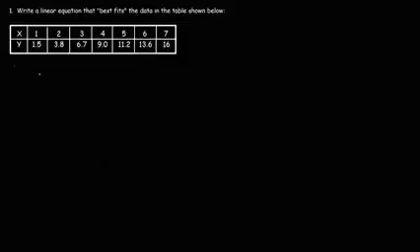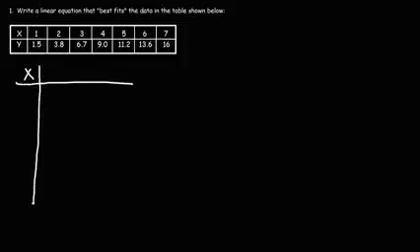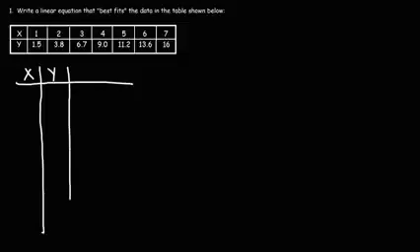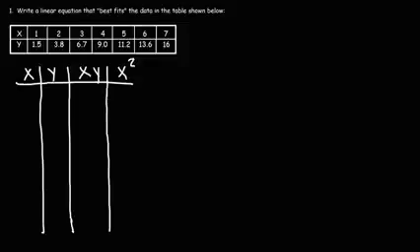So the first thing we're going to do is create a table. This table is going to have 4 columns. So the first column is going to be x, the second column is going to be y, the third column will be the product of x and y, and then the last column will be x squared.